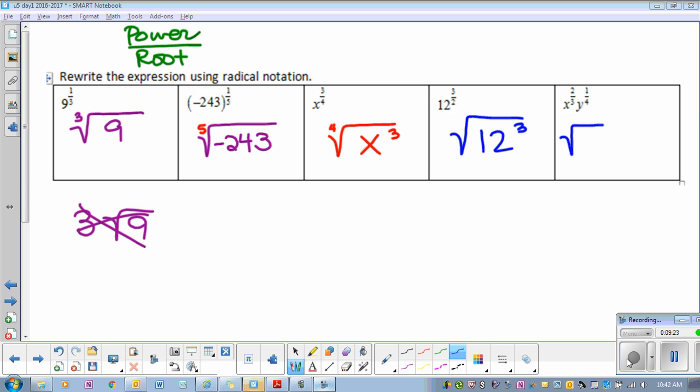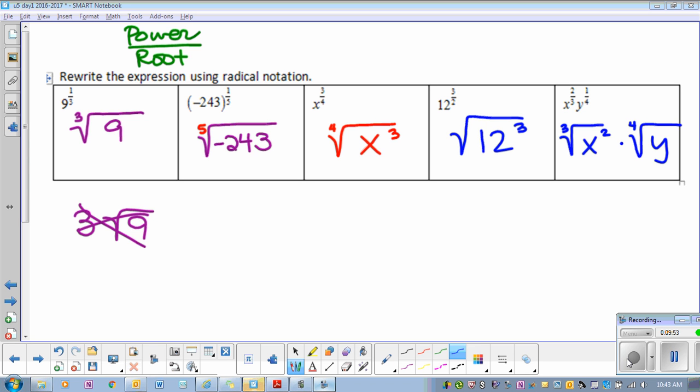Okay? So for the x, power 2 cube root, right? Times, well, the y has a power of 1, but what kind of root? Yeah, it's a 4th root. All right, so there you go. Okay? Any questions about this?